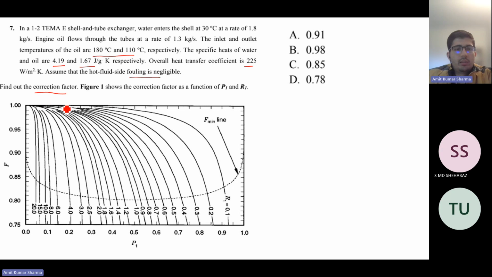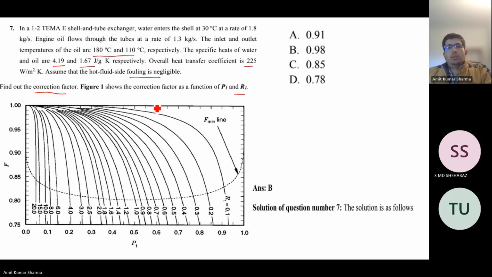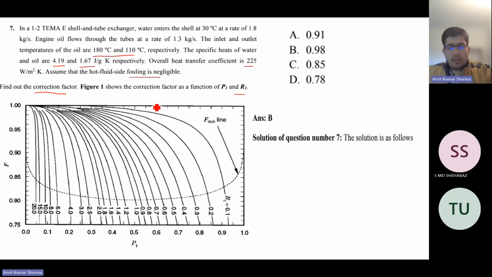Find out the correction factor. The diagram is given for the correction factor. Figure 1 shows the correction factor as a function of P and R. So try to find the answer. Just take 2-3 minutes, then we will see the solution. It's quite a big question.